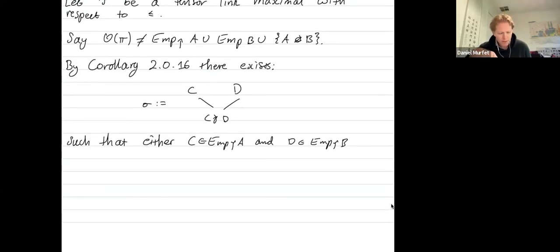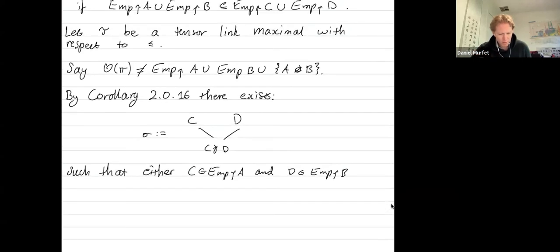It's not obvious to me that it contradicts maximality. So suppose I take a maximal tensor thing with respect to your order. Why does there necessarily have to exist... I mean, this isn't a total order, right? So why does there have to be a terminal tensor link which, in the union of its empires, contains... you see what I'm saying? I mean, whatever that maximal.